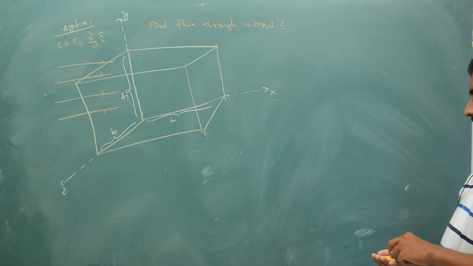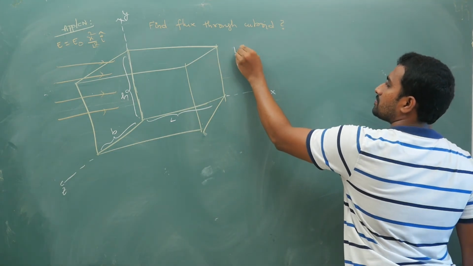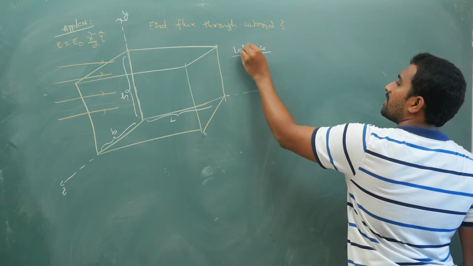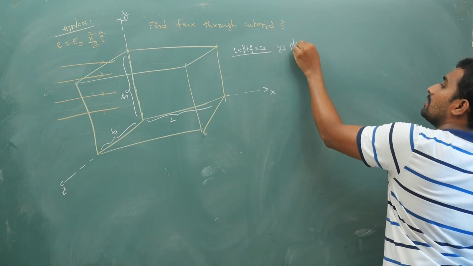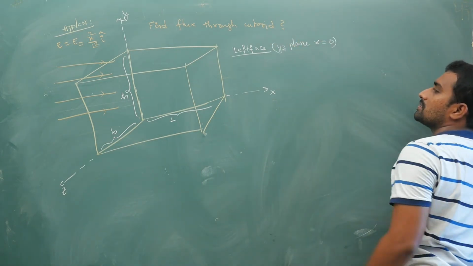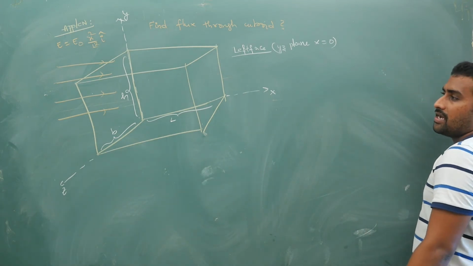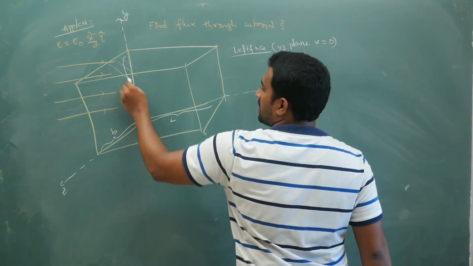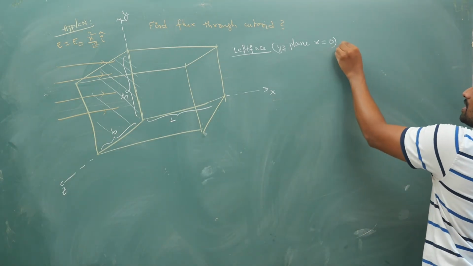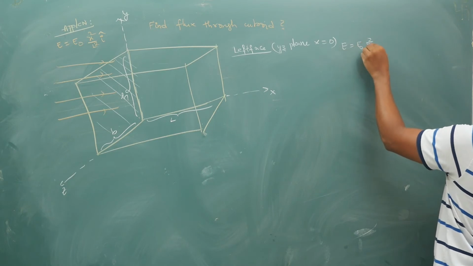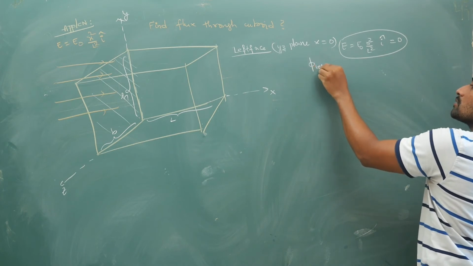Alright, so I will do it. Now for the left face, you take any point, it is the YZ plane. Left face is the YZ plane. In the YZ plane the x coordinate is 0. In that left face, across an area of BH, everywhere this is your YZ plane, so your x coordinate is 0. So your E is equal to E naught times 0 square by L square I cap. So your field is 0. If field is 0, flux through the left face is going to be 0.